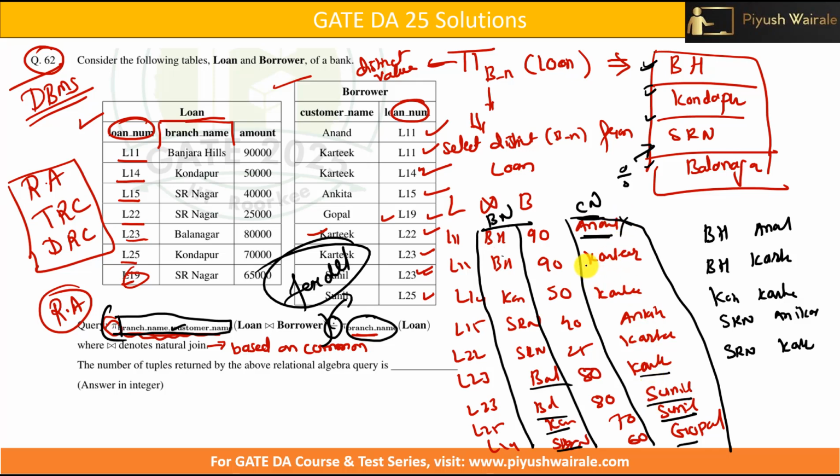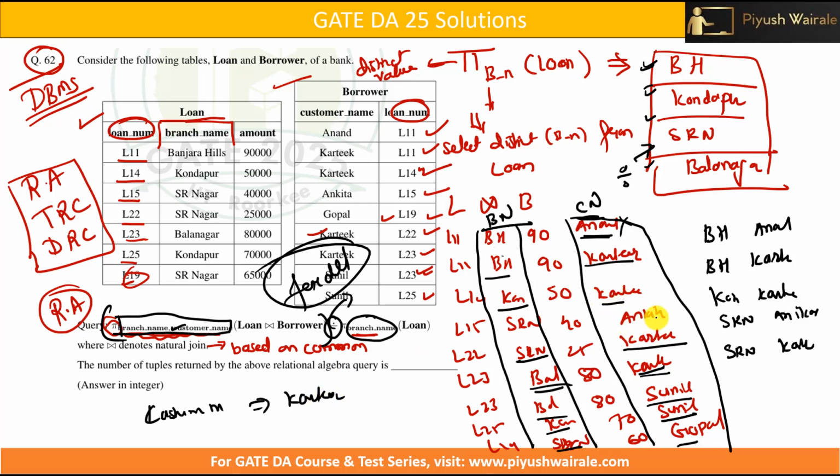What about Karthik? Karthik has BH. Yes. Karthik has Kondapur. Yes. Karthik SR Nagar. Yes. Karthik Balanagar. Yes. So we will get the output as this. Customer name is Karthik here, right? So one entry as of now.